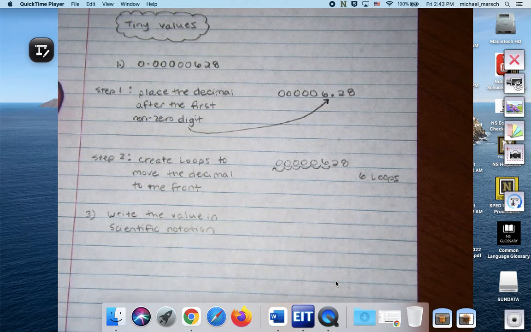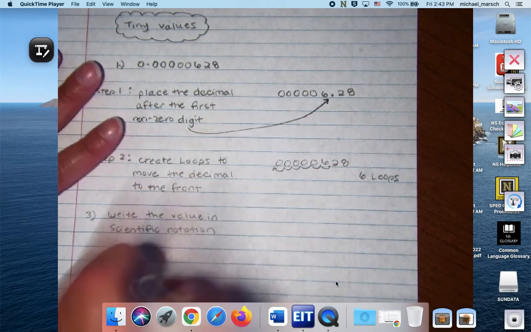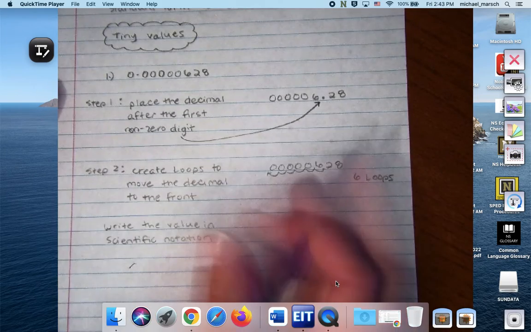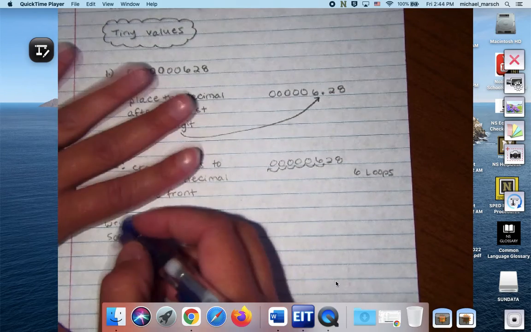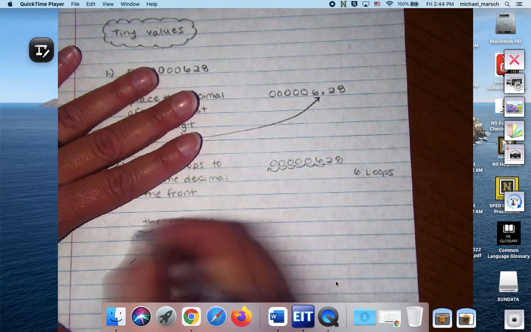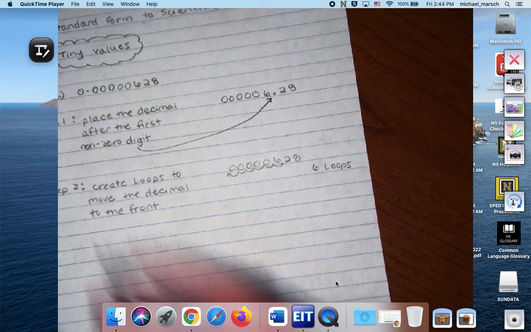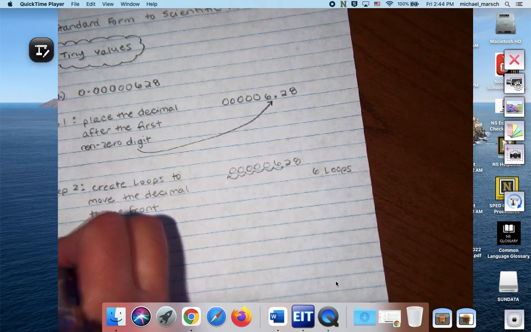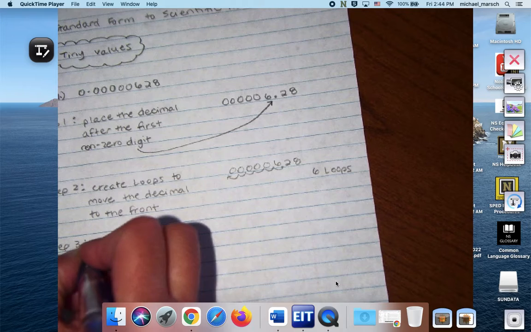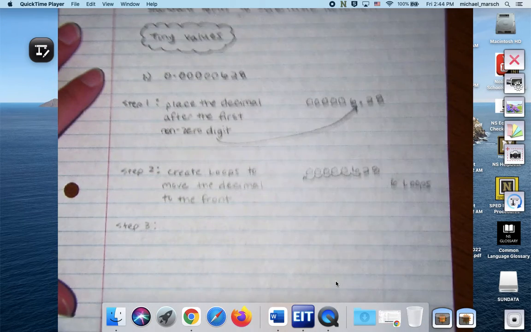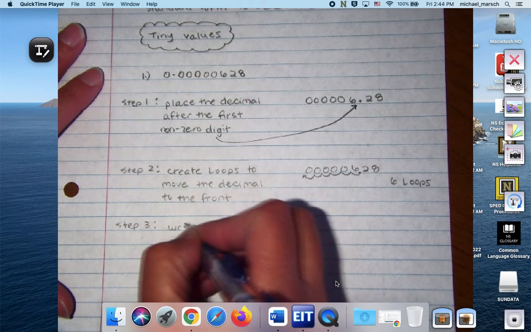That's step 3. Oh, I should say step 3. Thank you. So step 3 is write the value in scientific notation.